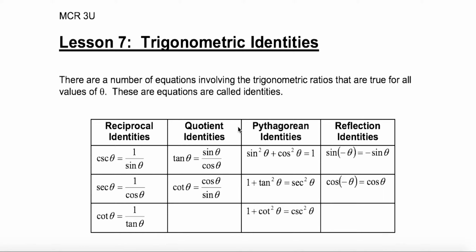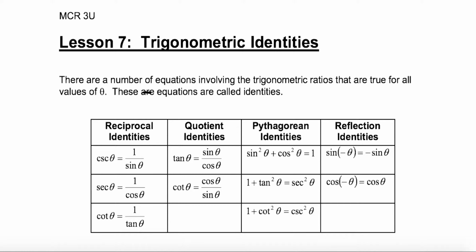For lesson 7, we're going to look at trigonometric identities. This is just a little introduction to identities. You will probably see a lot more of this in grade 12 advanced functions, but for now, there are a number of equations involving the trigonometric ratios that are true for all values of theta. These equations are called identities.